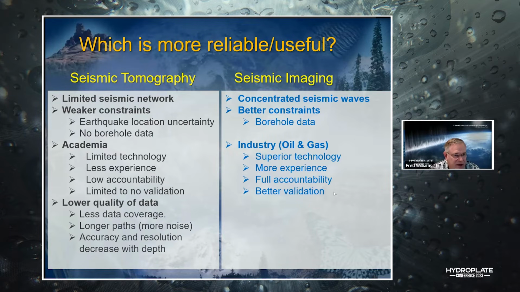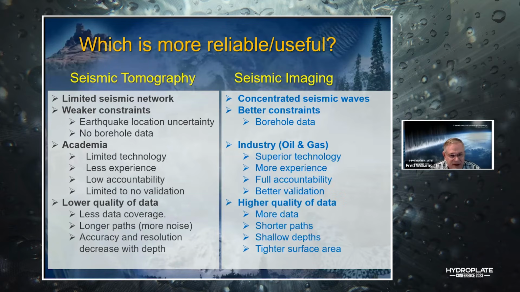You have lower quality of data in seismic tomography. You have less data coverage. You have longer paths, which means more noise can impact it. And the accuracy and resolution decrease with depth. That's a known problem with seismic tomography. Seismic imaging, you have higher quality of data. You have more data, shorter paths, shallower depths, and tighter surface area.